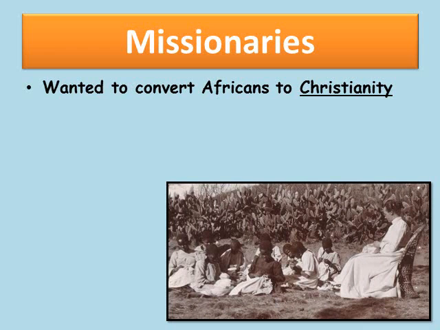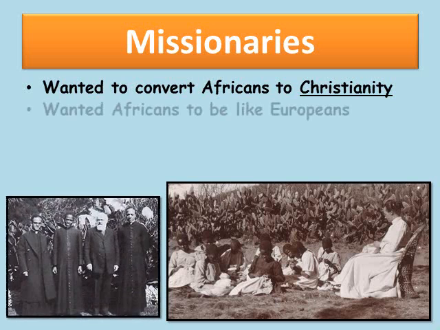One thing missionaries wanted to do is convert Africans to Christianity, but that wasn't all that they saw their mission as. They wanted Africans to be like Europeans as well, to be able to sew and knit, like this first picture, and also to wear European clothing and abandon what they considered savage lifestyles to be more European-like, and they thought that to be more European-like was to be more Christian.